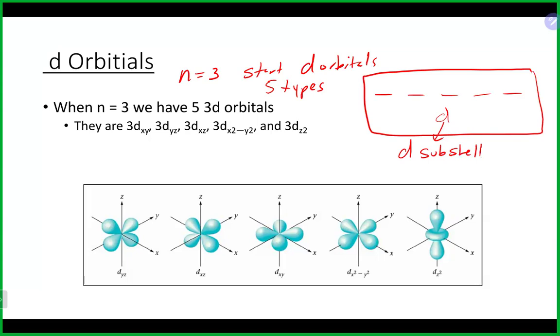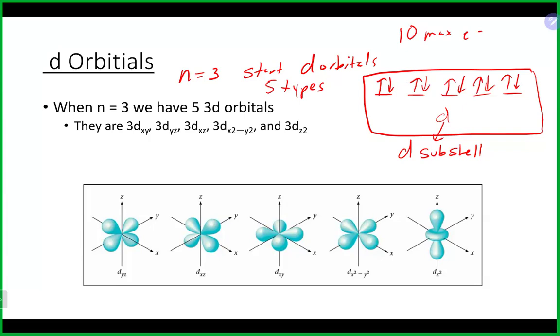Now again, since each individual orbital could hold 2 and there's 5 different types, if you filled that entire d subshell, how many electrons would that be? That is 10 maximum electrons. We go 1, 2, 3, 4, 5, 6, 7, 8, 9, and 10 if we fill them completely up. Once again, you do not need to fill them completely up.